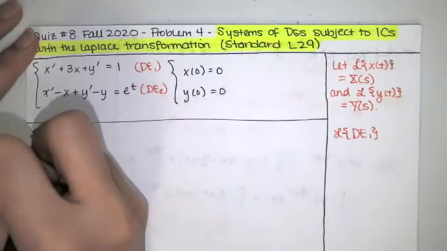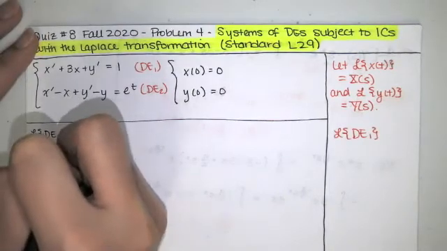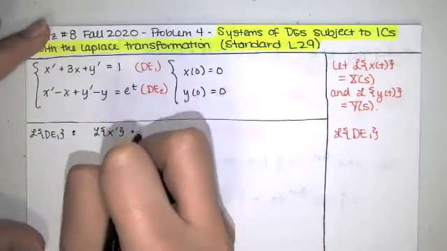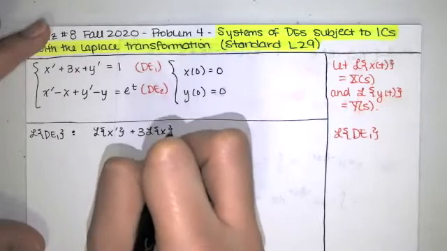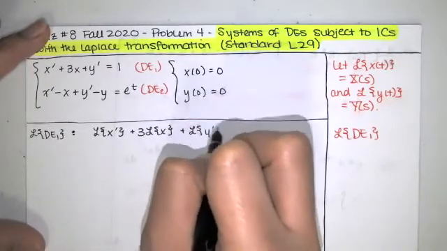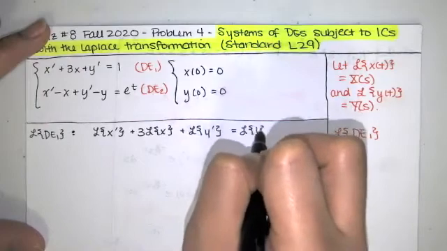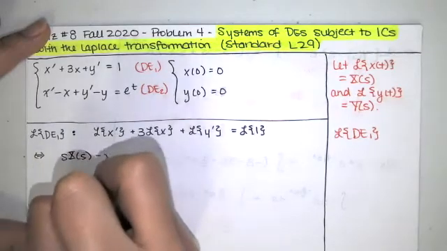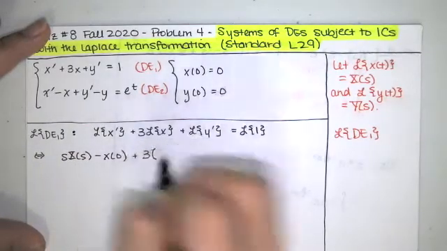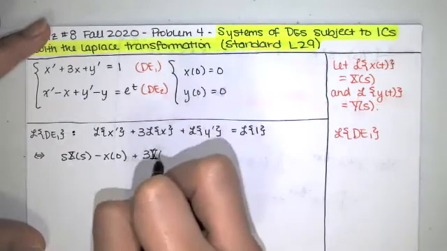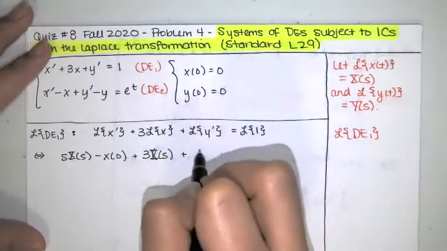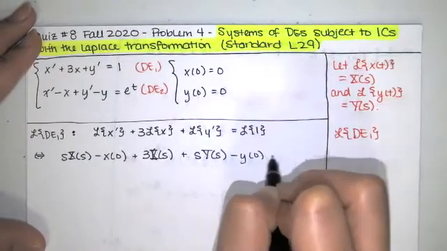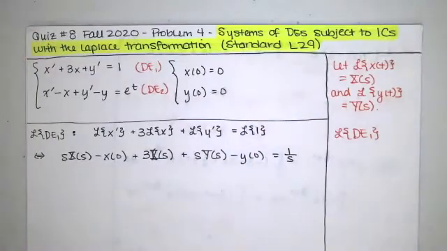Of course, we're talking about taking the Laplace transform of the left-hand side of the equation and the right-hand side of the equation. The Laplace transform is a linear operator, so you can just apply it to each of the terms separately. So we get s times big X of s minus little x at 0 plus 3 times the Laplace transform of x, which is X of s, plus the Laplace transform of y prime, which is s times Y of s minus little y at 0, equals the Laplace transform of 1, which is 1 over s.